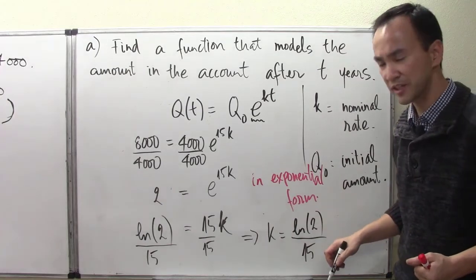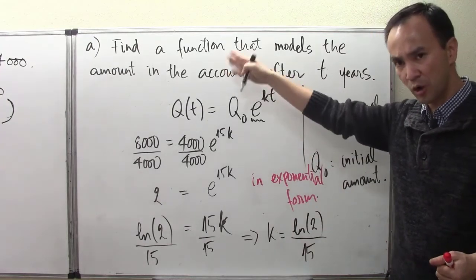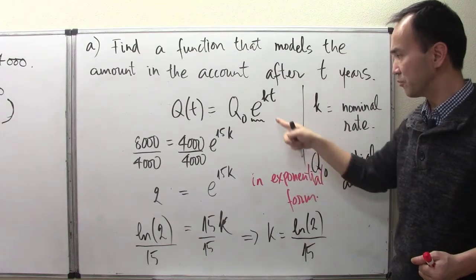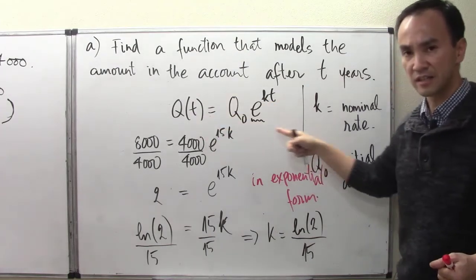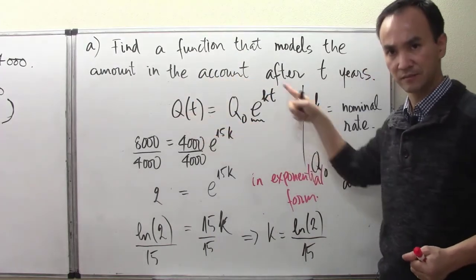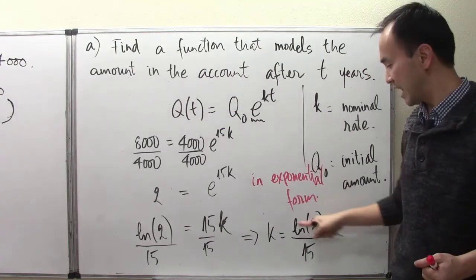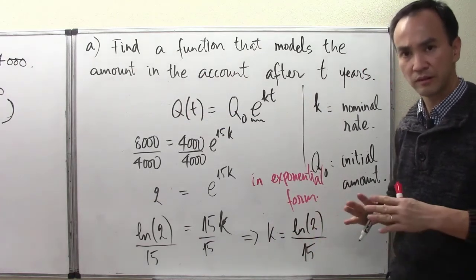Once we find a value for this, that's the goal of this problem: we want to find the entire equation for this modeling function. Okay, so now we have come up with a k. So now really we're done.